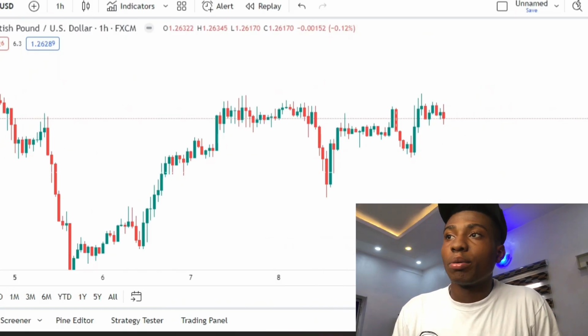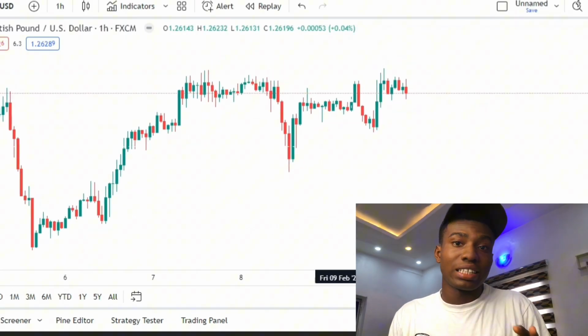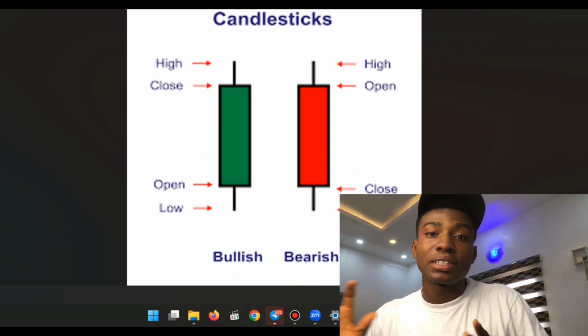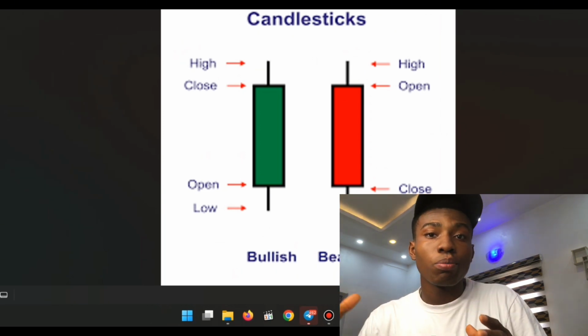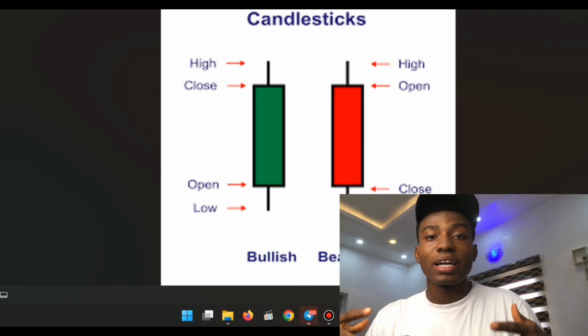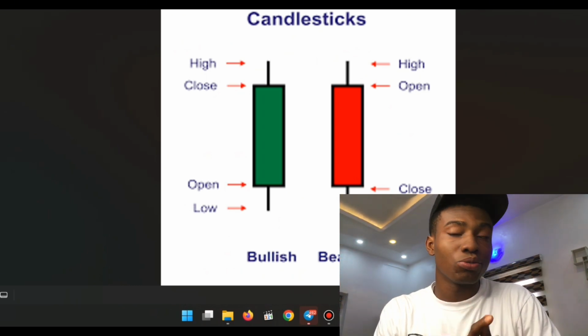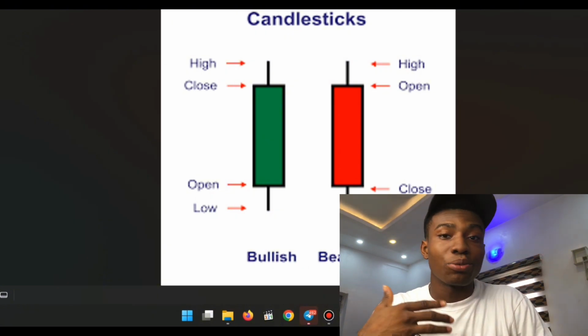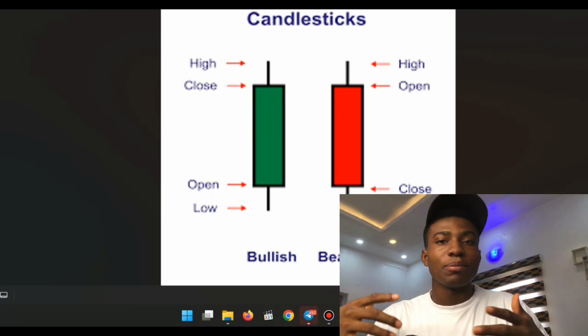Now the Japanese are the people that actually brought out this mode of representing the market. Whenever you're looking at the candlestick, this green candlestick represents that the market is going up, that means price is increasing, or the market is going bullish, whatever word you like to use. Then whenever we see this red candlestick, this signifies that the market is going down, or as we could say, the market is going bearish. Now do you know that the candlestick actually gives way more information than showing that the market is going up and the market is going down?